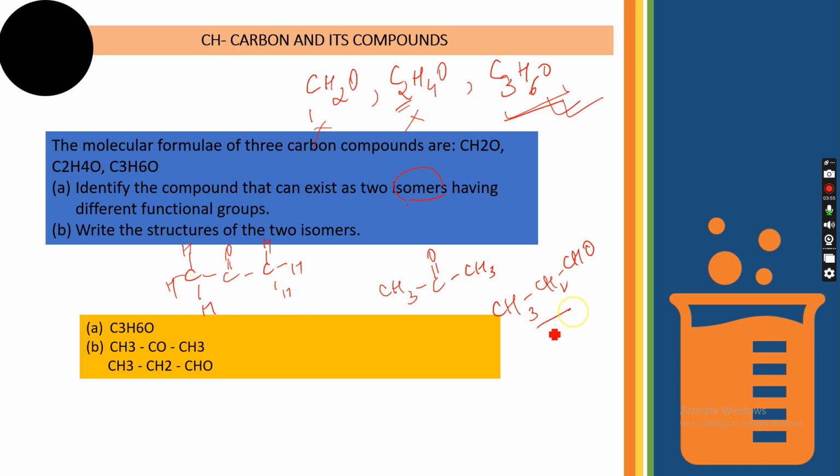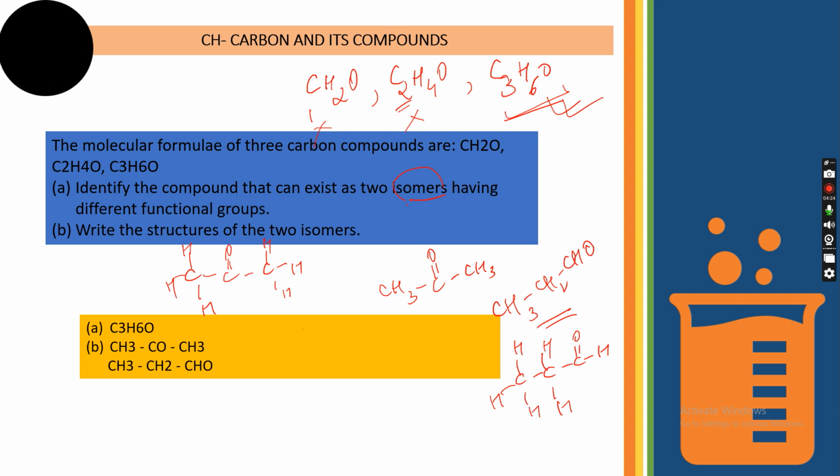And for propanal, this is CHO, here 2 hydrogens, and here 3 hydrogens. That's how you need to draw the 2 isomers of this compound, C3H6O. Always remember, whenever you see this type of compound, one will be a ketone and another will be an aldehyde.